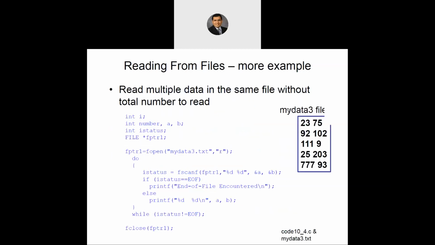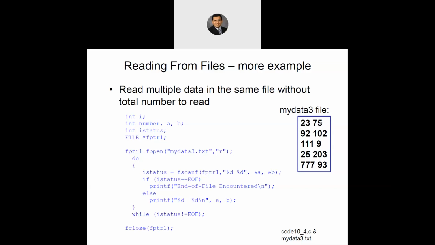How? Look, here there are no rows mentioned. So associate the file pointer mydata.txt with the fptr file pointer in the read mode. Now we can say iStatus is equal to fscanf. Keep on reading. 23 and 75 will be read. And then I ask, is iStatus the same as EOF? No, it's not, because it has not encountered EOF.